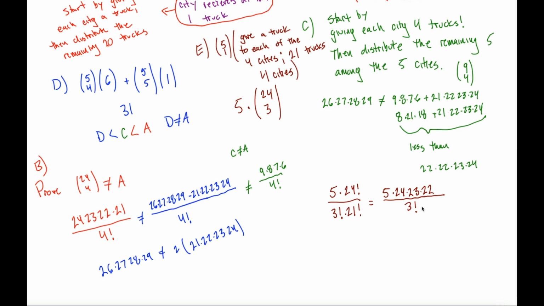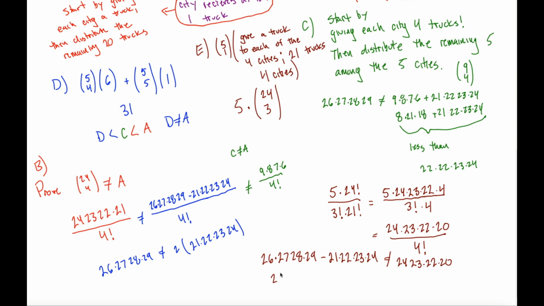But I don't want a 3 factorial, I want a 4 factorial because that's what I've had in all my other answers. So I'll multiply the top and the bottom by 4. That gives me 5 times 4 is 20. So 24 times 23 times 22 times 20 divided by 4 factorial. I just have to show that this quantity is not the same as this quantity in blue. Multiplying both sides by 4 factorial, I'll just have to show that the product of the numbers from 26 to 29 minus the product of the numbers from 21 to 24 does not equal 24 times 23 times 22 times 20. Maybe I'll again add this term to this side. Then I can factor out 22 times 23 times 24.